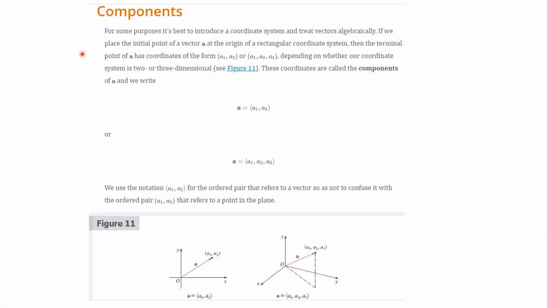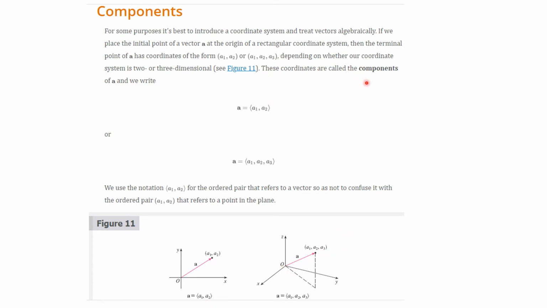Now, for some purposes, and in fact I would say more often than the other case, we will consider components. So we introduce a coordinate system and treat vectors algebraically. If we place the initial point of a vector A at the origin of a rectangular coordinate system, then the terminal point of vector A has coordinates (A1, A2) or (A1, A2, A3), depending on whether you're in a two-dimensional coordinate system or a three-dimensional coordinate system.